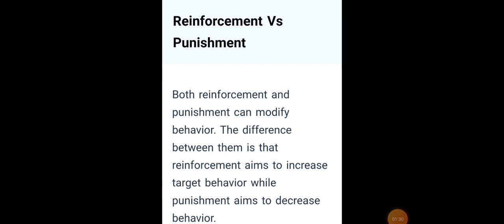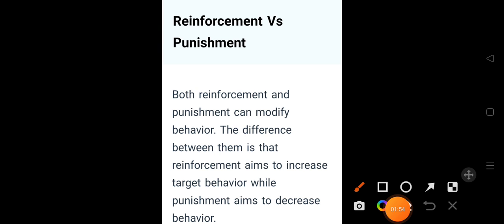So, reinforcement versus punishment. Both reinforcement and punishment, we are using them to modify behavior, to make the behavior better. The difference between them is that the reinforcement aims to increase. So, Yasin Tariq, I'm talking here about the reinforcement increasing the target behavior. It increases here what, Kareem? It increases the target behavior.